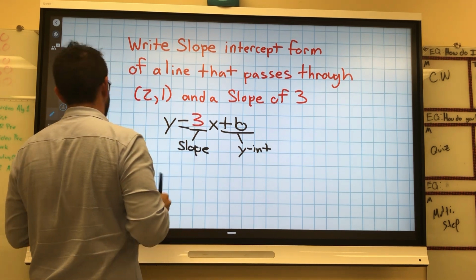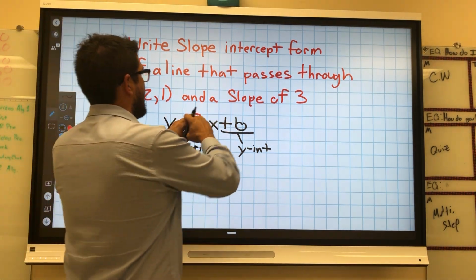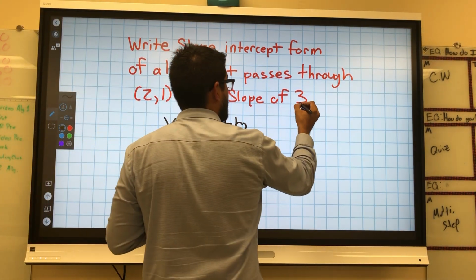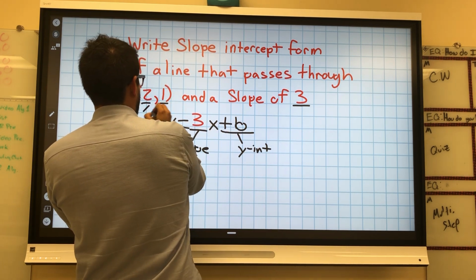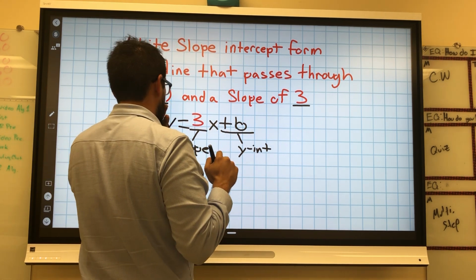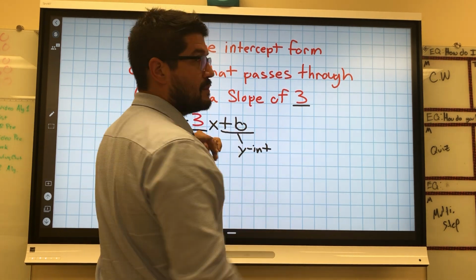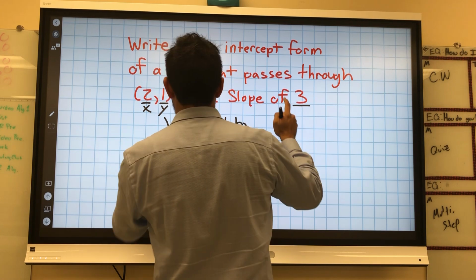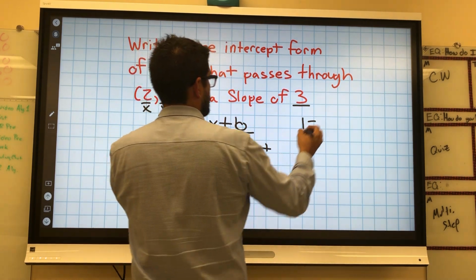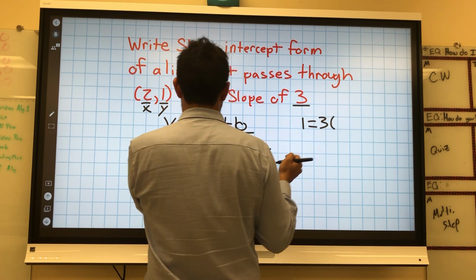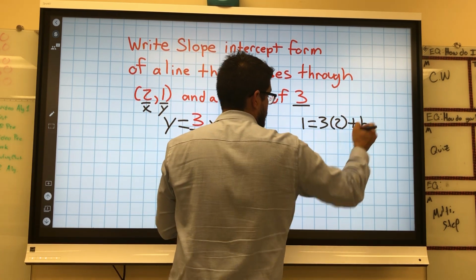Now we have to find b. Now the way that you find b is you put in everything in the equation they gave you. They gave you a slope, they gave you an x, and they gave you a y. This is x and this is y, just in case you don't know. So I'm going to write this formula again, but including all these and leaving b by itself. So it says y, which is 1, equals 3, which is the slope, times x, which is 2, plus b.